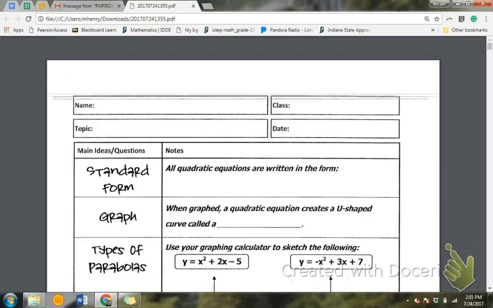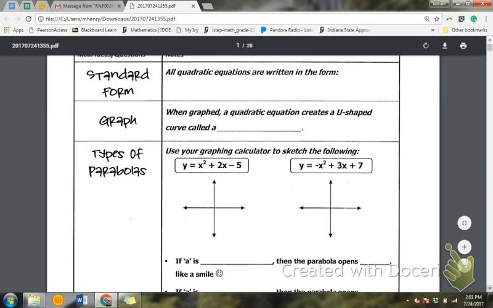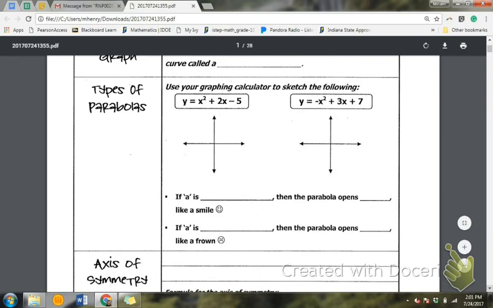So now it says use your graphing calculator to sketch the following. We're going to put a pause on the graphing calculators, okay? But if I were to graph this first example, it's going to look something like this. Okay, so go ahead and sketch this parabola. This parabola is opening to the top, or it's opening up.